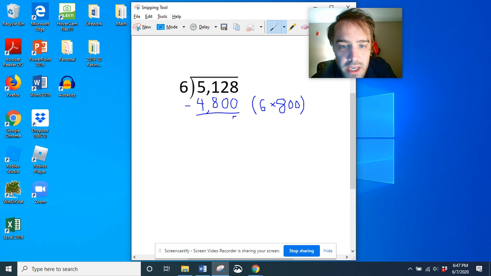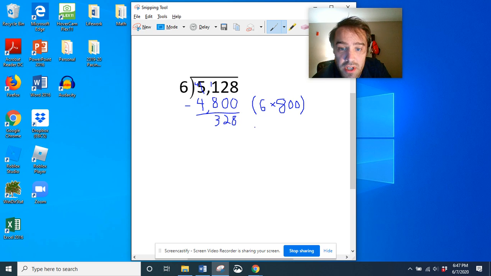8 minus 0 is 8. 2 minus 0 is 2. 1 minus 8 I can't do, so I'm going to have to regroup here. So cross that out. This is going to be a 4. And put a 1 for a 10 here. 11 minus 8 is 3. So I have 328 left. Cool. I'm ready for my next step.